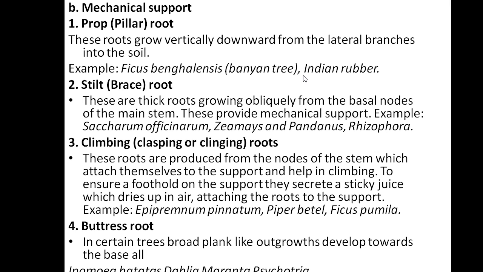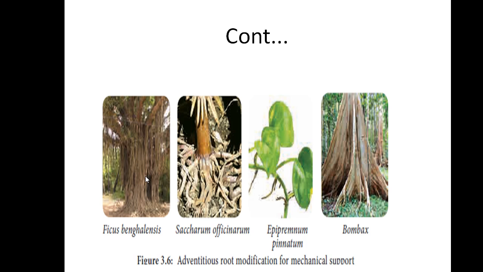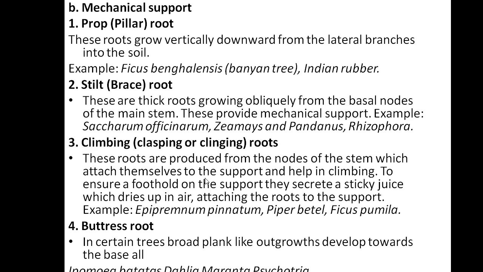Okay, so stilt root means brace root. It is also called brace root. Why? Because this root grows obliquely from the basal node of the main stem. This provides the mechanical support. Examples, Saccharum officinarum, Zea mays, Pandanus and Rhizophora. So this is Ficus benghalensis. It gives a nice support to the plant. The tree will get heavy support because of this. Also in Saccharum officinarum and Rhizophora, the base of the node will grow, giving an oblique shape. Growing obliquely from the basal node of the main stem is called stilt root or brace root.